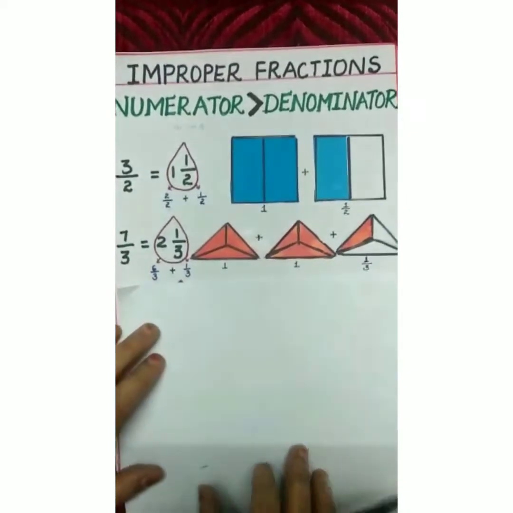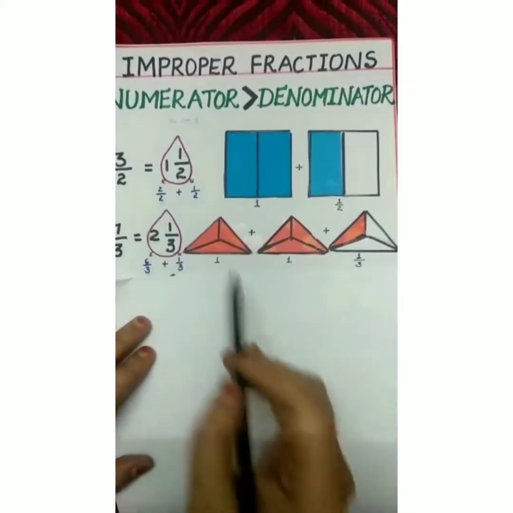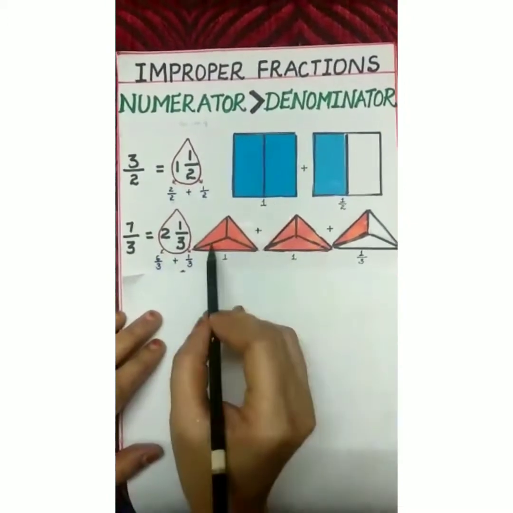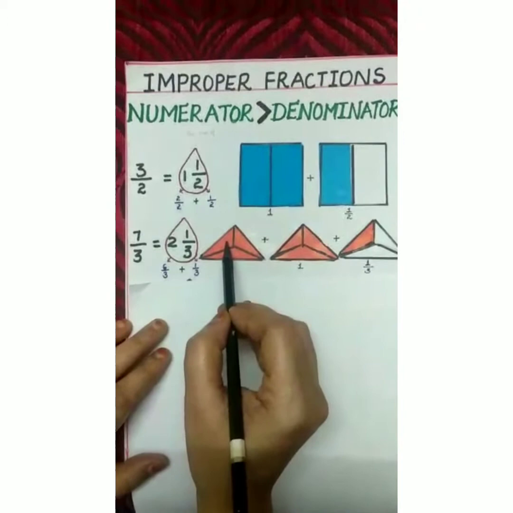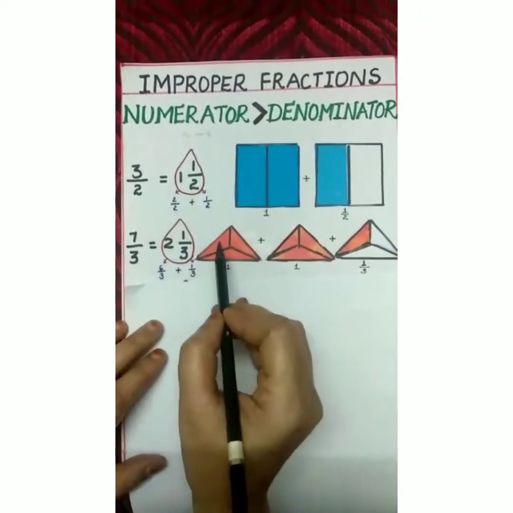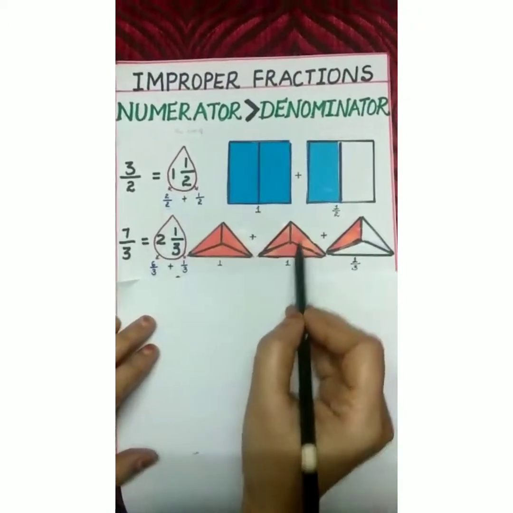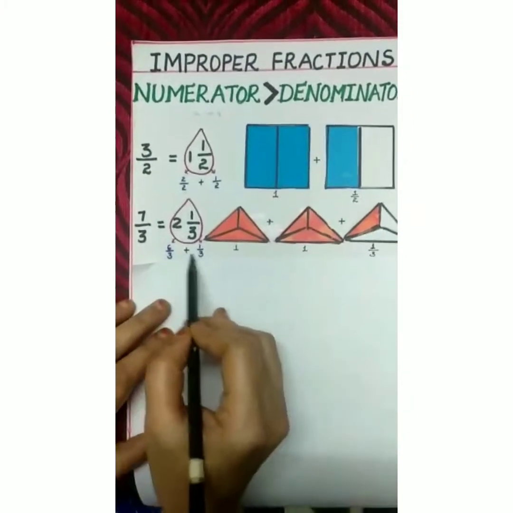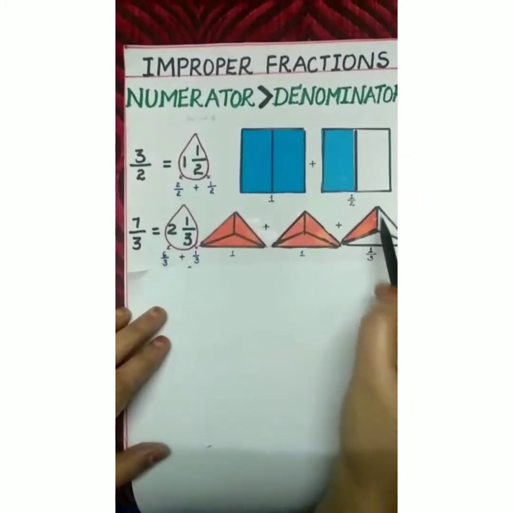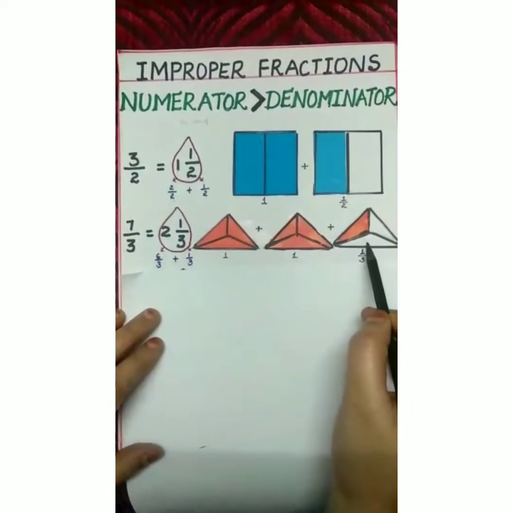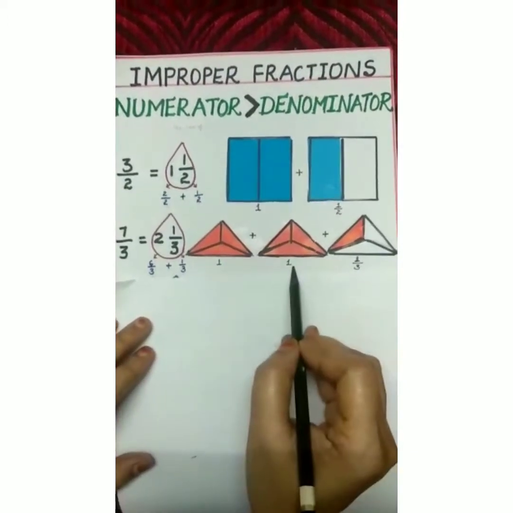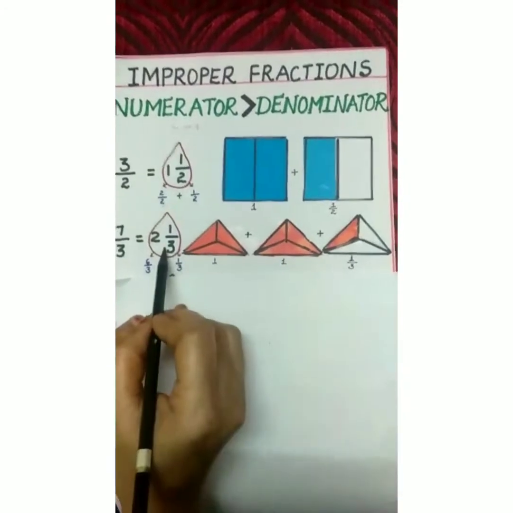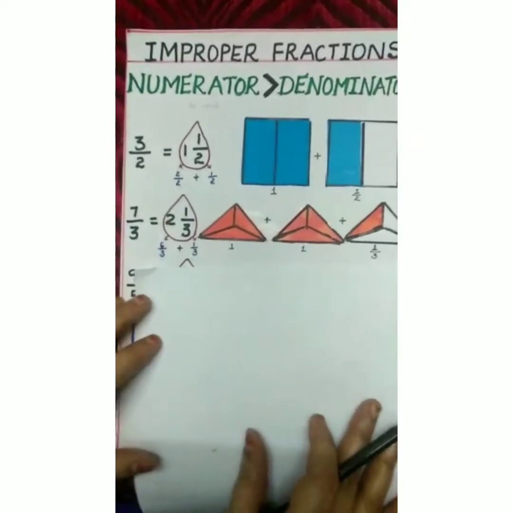Now you see how to represent through pictures. Take 2 wholes, divide each into 3 equal parts, where each part represents 1 by 3. How many 1 by 3s we have? 1, 2, 3, 4, 5, 6. So 6 by 3 plus 1 by 3 means take the same figure and divide it into 3 equal parts and select one part, which is 1 by 3. So 1 plus 1, 2. 2 plus 1 by 3 is 2 1 by 3, which is equal to 7 by 3.